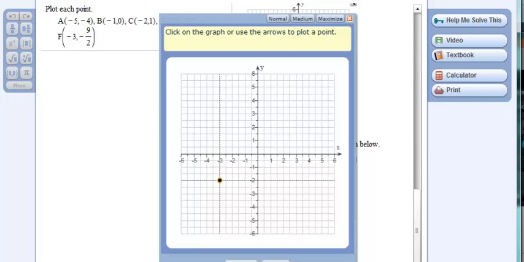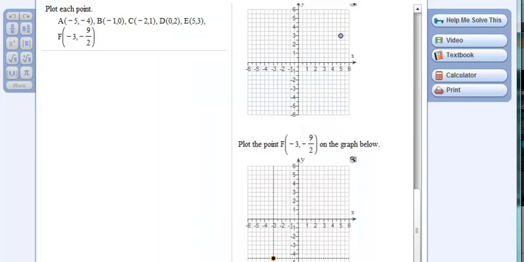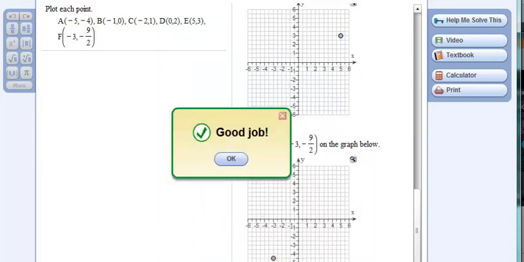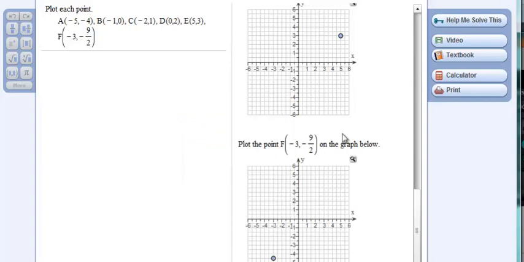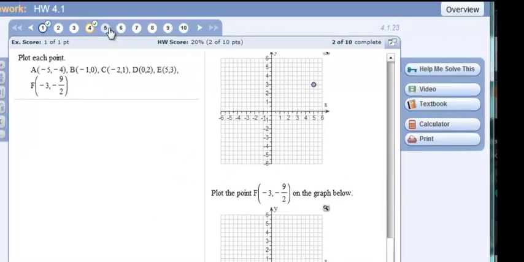And notice as we go down, we're able to do halves. Like there's negative 4, but we're able to go down just a half spot. So if you have to graph with halves or any type of decimals like that, it will allow you to do that. Your graph will be set up so that you can do that automatically. So let's save that. Let's check our answer. Good job. So that's how you're going to use the graphing on this.